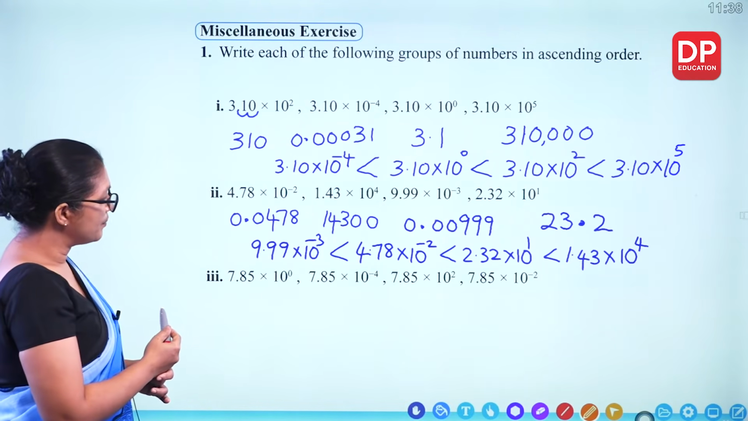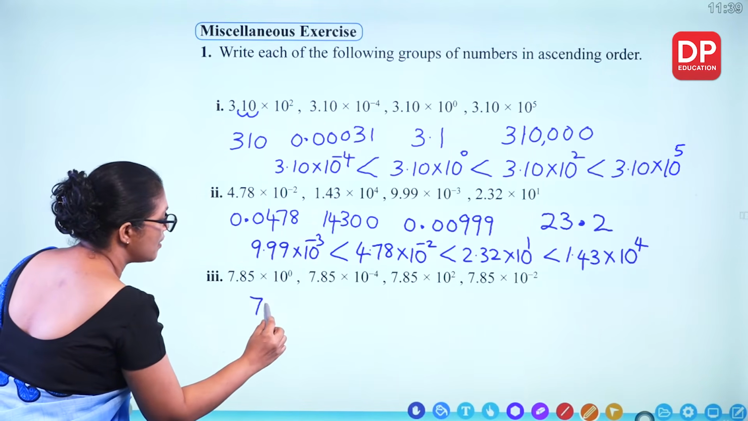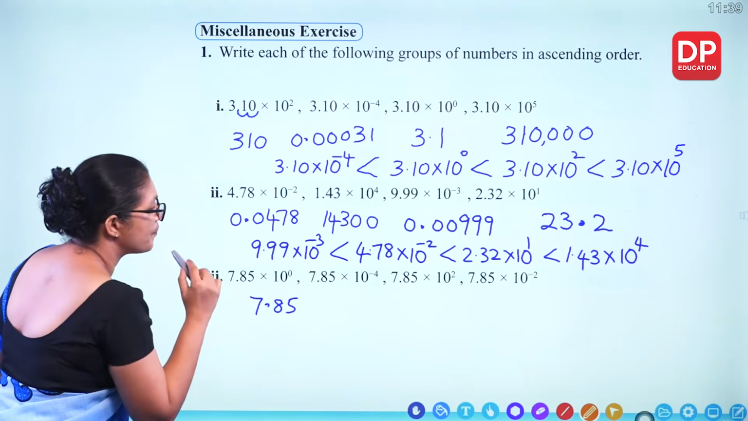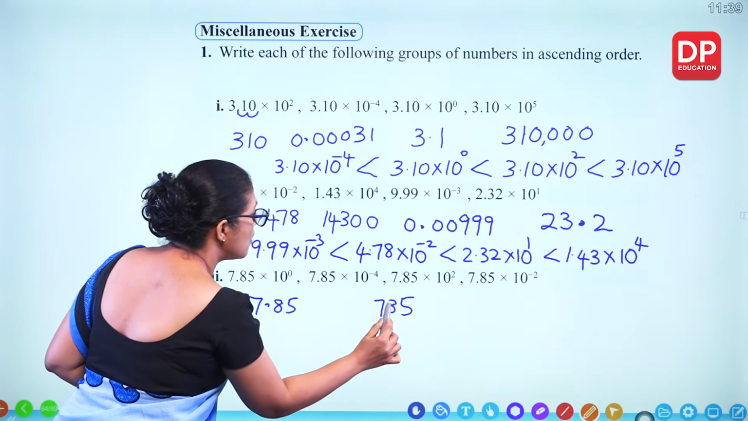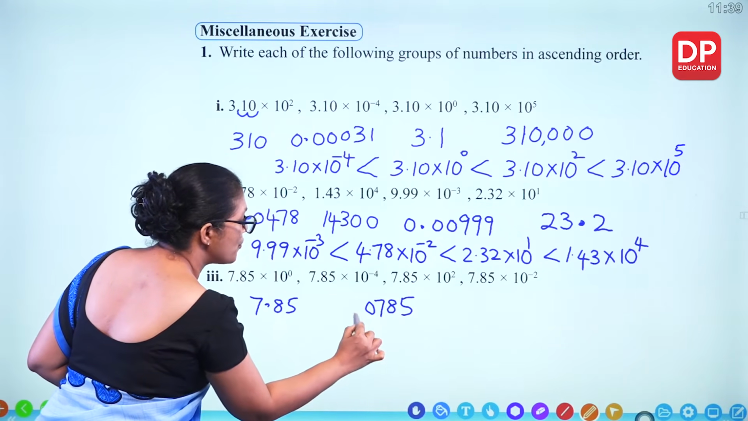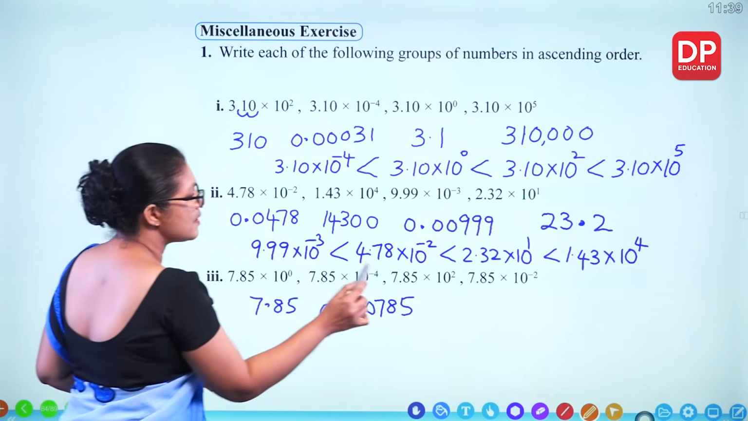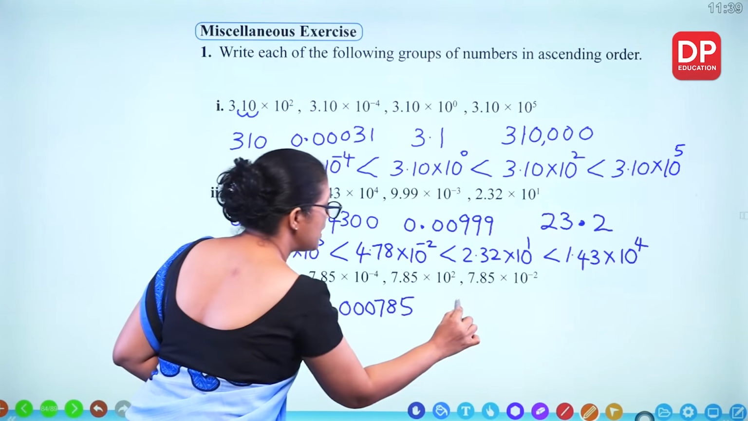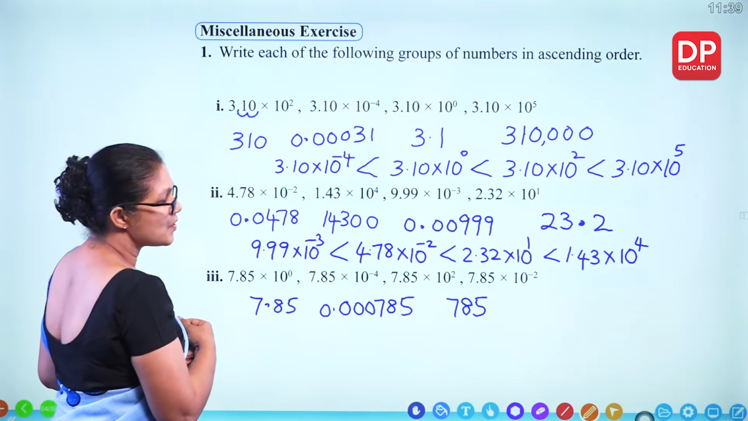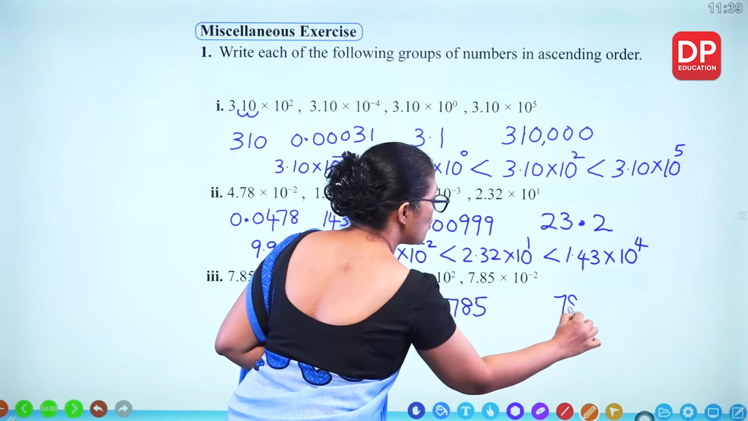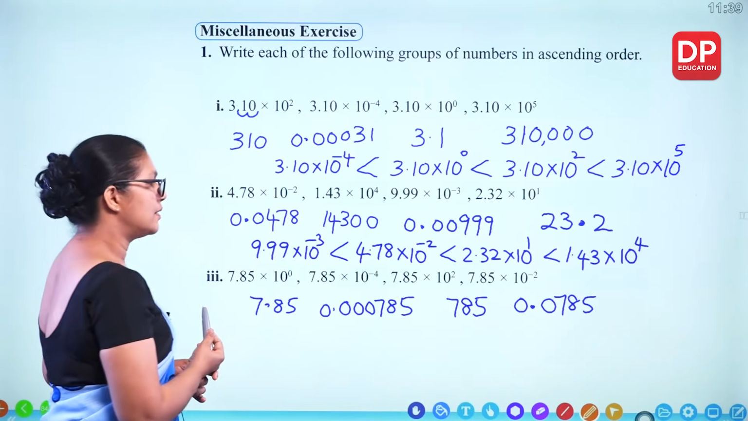Take a look at the next one. 10 to the power 0 is the same number. We are not moving the decimal place. 10 to the power minus 4, you are moving decimal point 4 places to the left. 1, 2, 3, 4. This one, power 2 means moving the decimal place 2 places to the right. Last one, 2 places to the left. 1, 2. Now compare the numbers.